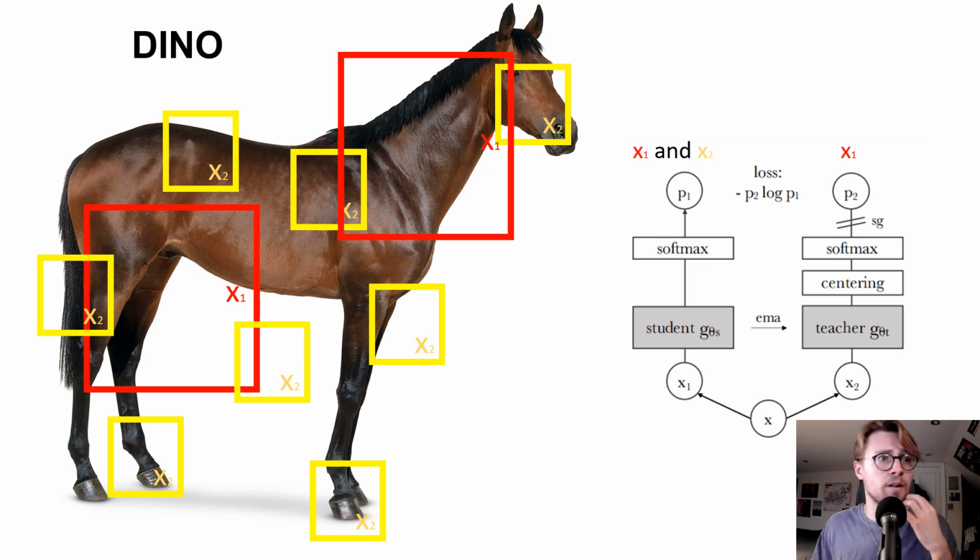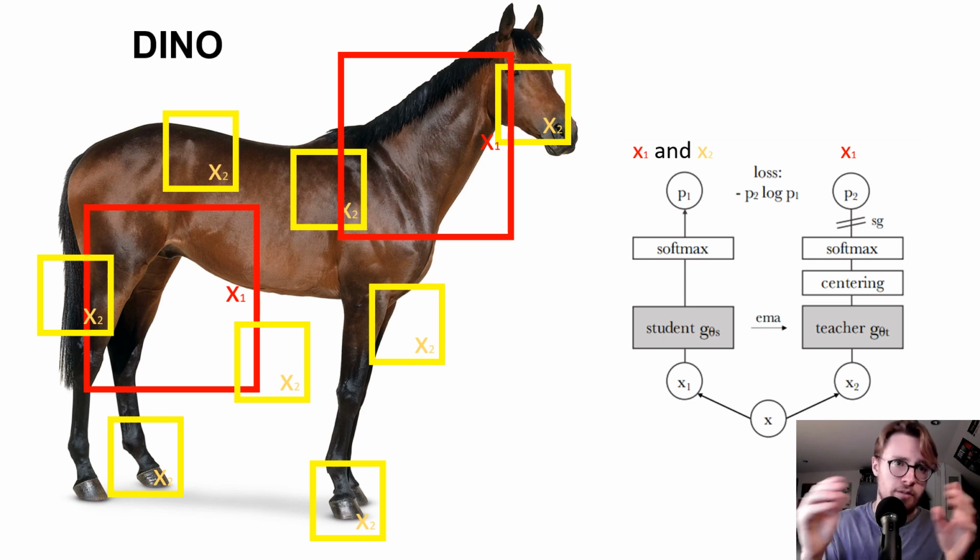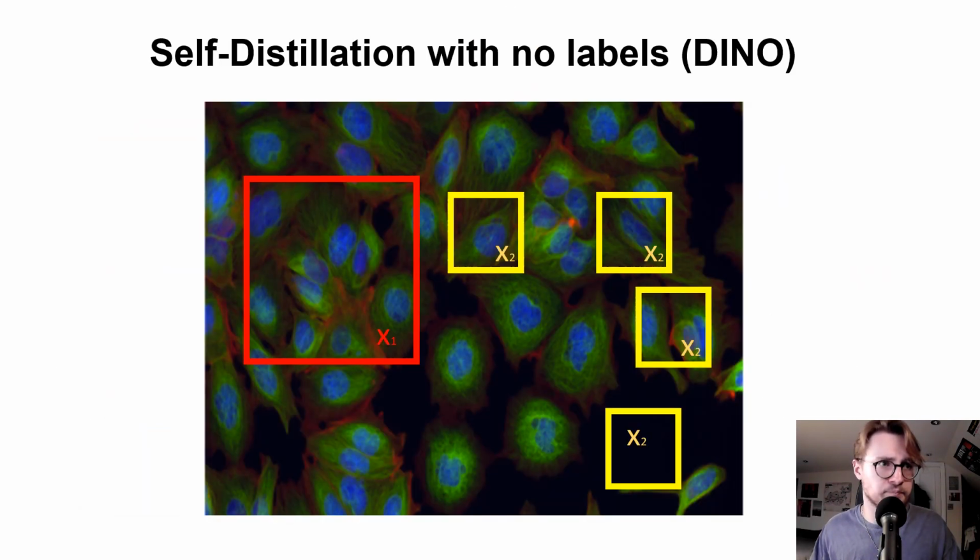How does it work? Well, it takes global crops from the image, which is the red box, and it takes local crops from the image, which are the yellow boxes. It has two networks which see different sets of these crops and different augmentations. Then it learns to maximize the agreement between these two networks. It's similar to a contrastive learning approach. It's a knowledge distillation approach. And here's an example of us using it on the cell data.